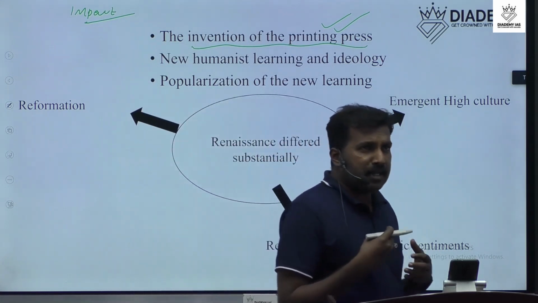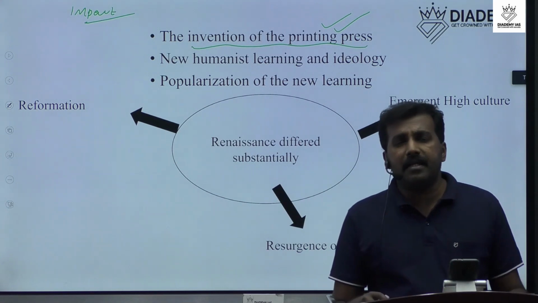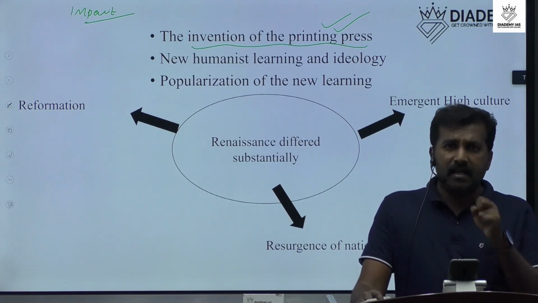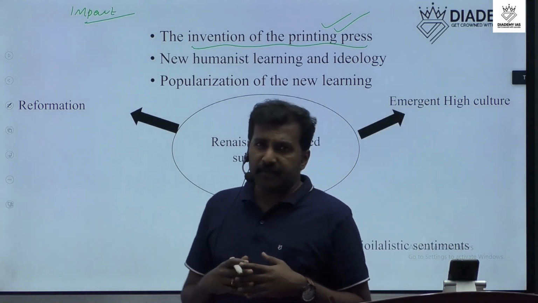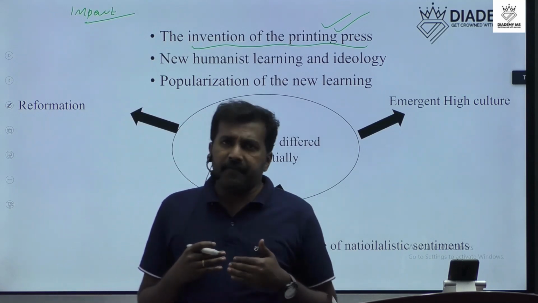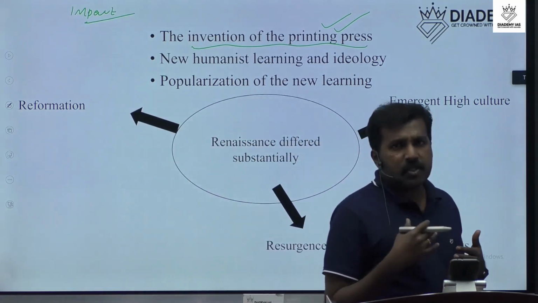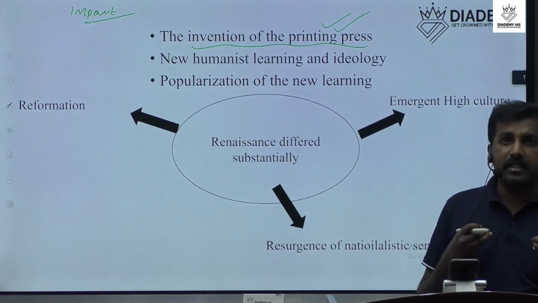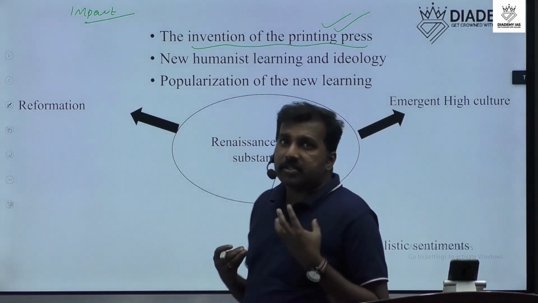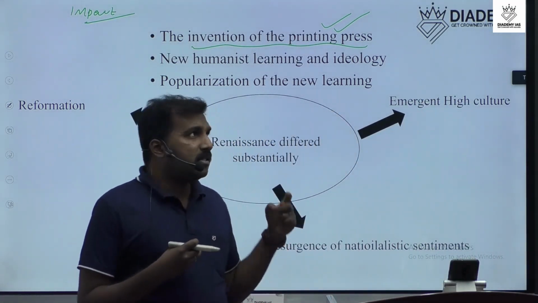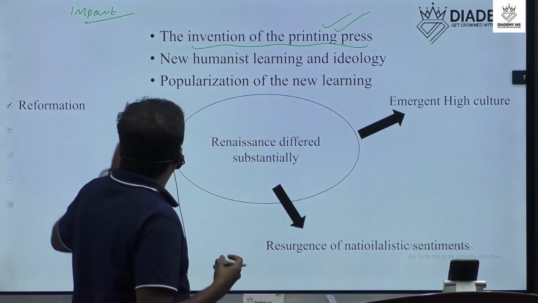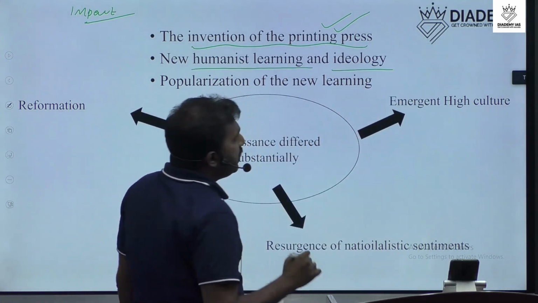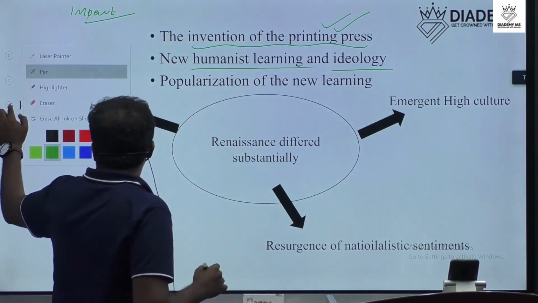During that time in England, there were superstitious beliefs, religious partialities, and a lot of inequalities. And with the invention of the printing press, a lot of people became aware of their rights and their possibilities in life. So that was one of the important impacts. Next one is humanist learning and ideology. We already said what humanist learning and ideology is.